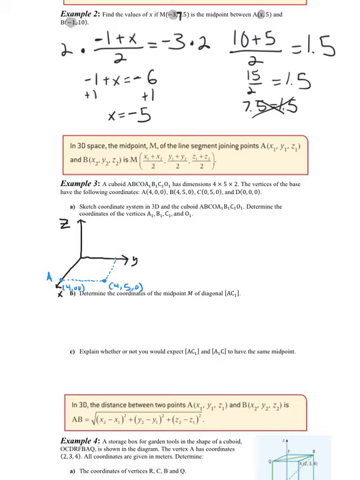Our point C is at 0, 5, 0. So the Y is at 5. And then it says point D, that should be point O, is at the origin, which is probably why it's O. That's 0, 0, 0. So there's our cube, or the base of our cube.